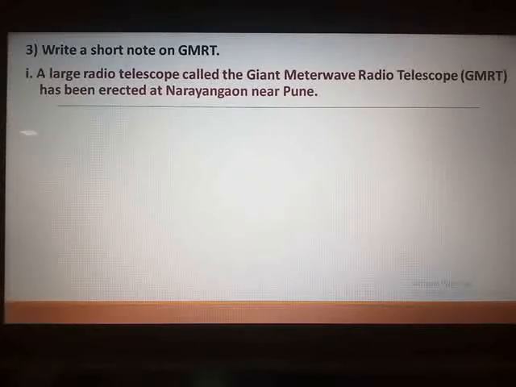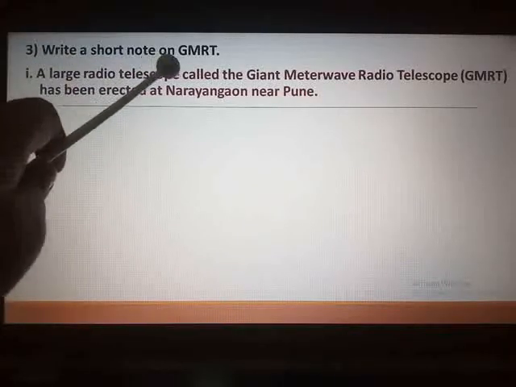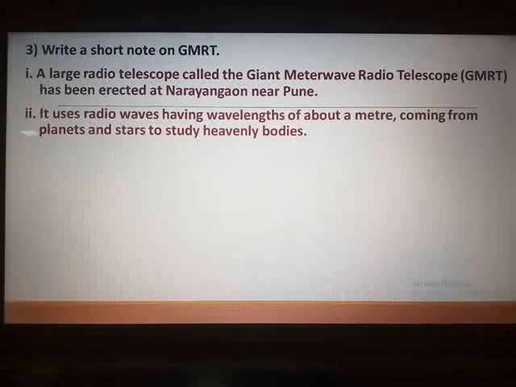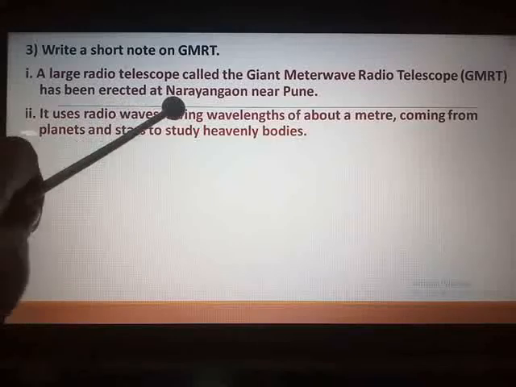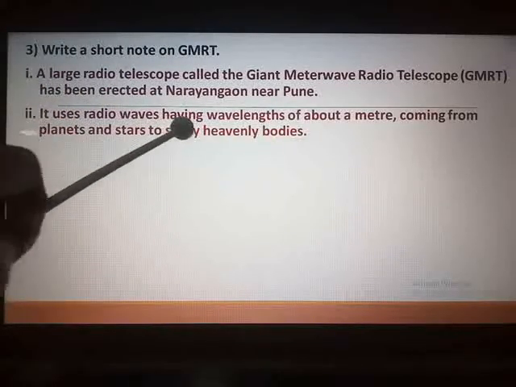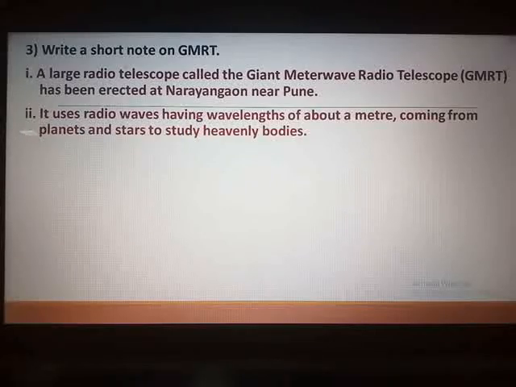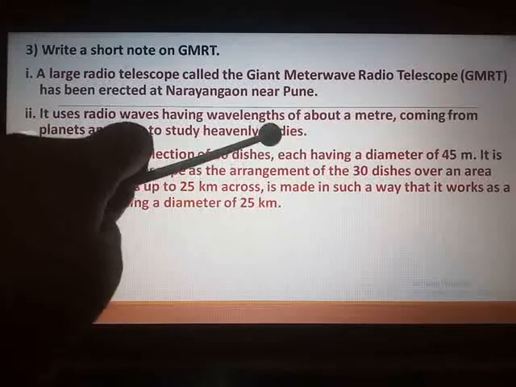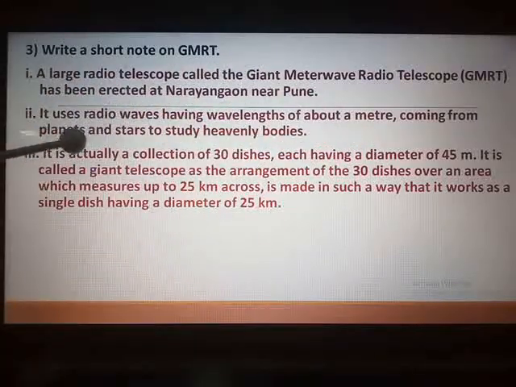A large radio telescope called the Giant Meter Wave Radio Telescope GMRT has been erected at Narayangaon near Pune. Second point, it uses radio waves having wavelengths of about a meter coming from planets and stars to study heavenly bodies. Now in the textbook they have given this telescope is actually, instead of that you will write, it is actually a collection of 30 dishes, each having a diameter of 45 meters.